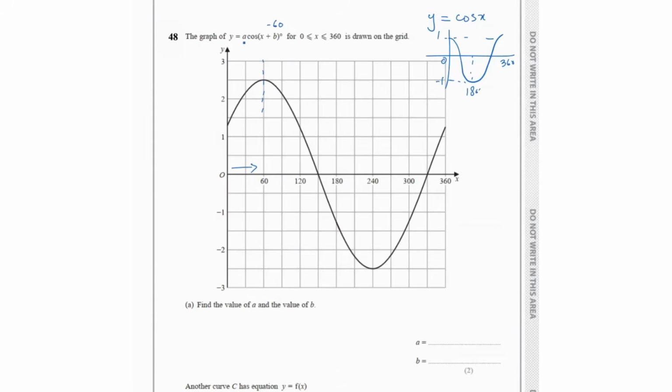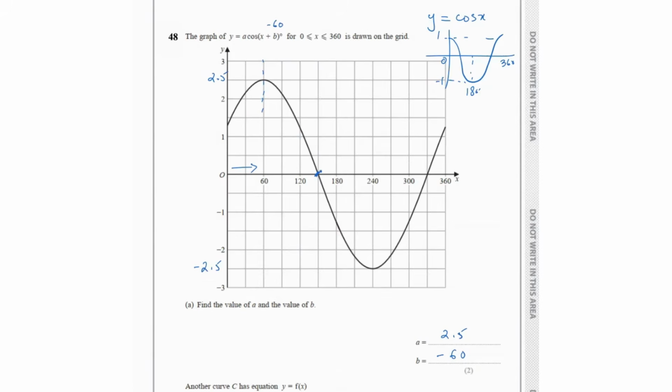And then for the a value, a is how your graph is stretching or reducing in size, like shrinking. Basically, a is your vertical stretching and shrinking. Over here, we are at 2.5. Over here, we're at -2.5, which means the graph has stretched by 2.5, because originally the maximum value is 1 and minimum value is -1. Now the maximum value is 2.5, minimum value is -2.5, which means we multiply it by 2.5. So a is 2.5 and b is -60, because everything has moved 60 degrees to the right.